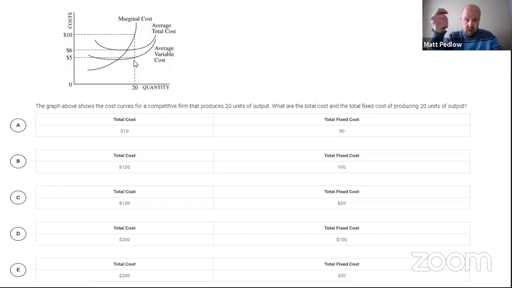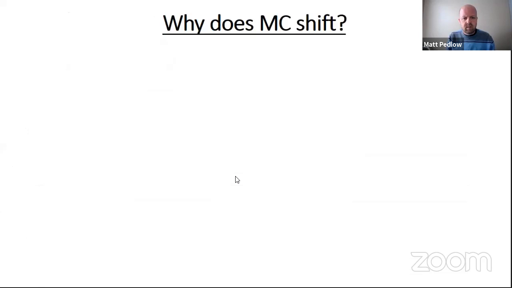So my total costs are 120, my variable costs are 100. What's the difference between them? 20 bucks. And what must that be? My total fixed cost. Okay, so that would be C. And if you can do a question like that, I know that's a little easier than the earlier one, but if you can do these and you're like, yeah, these make sense, then that's perfect.